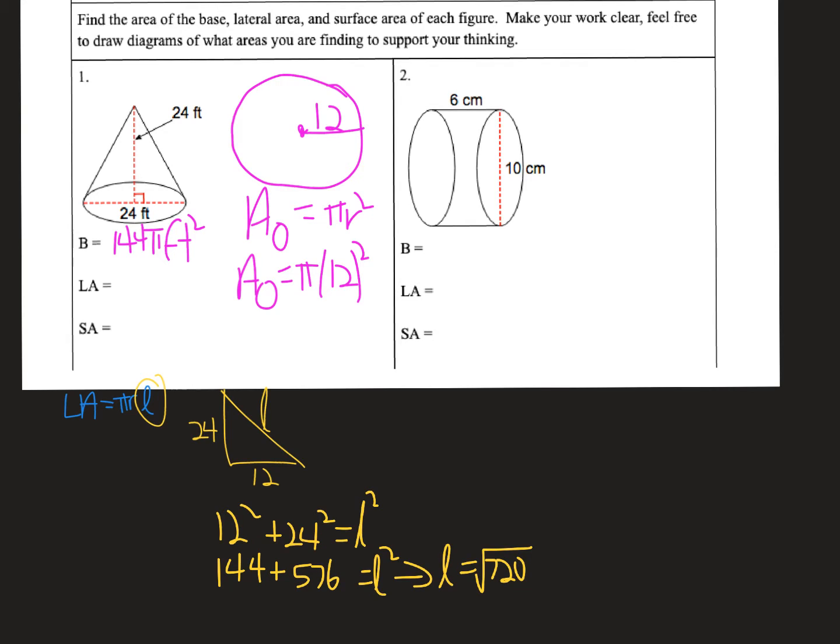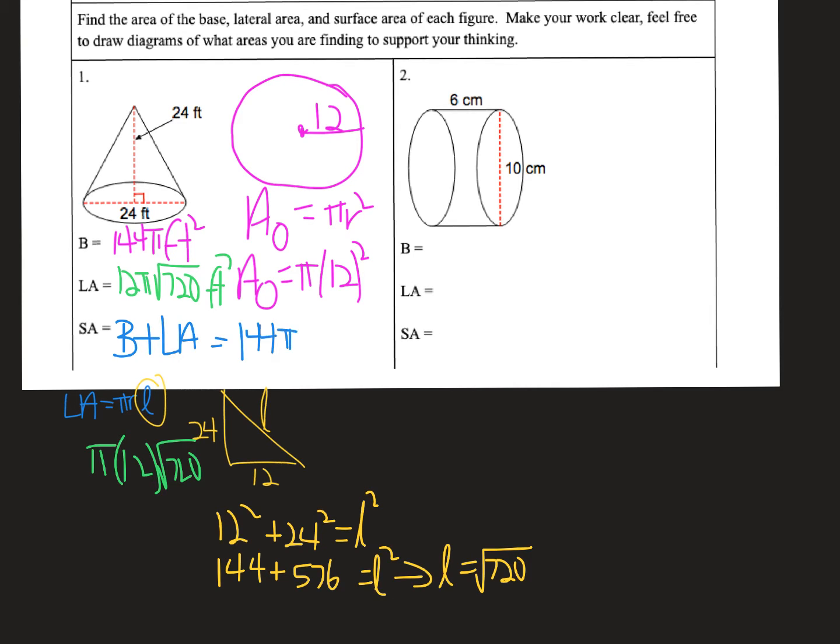And that means that the lateral area is pi times the radius times the square root of 720. Square root of 720 is not a nice number, so I'm just going to leave it like that. 12 pi square root 720. Let's hope on the quiz that number is nicer. The surface area is the base plus the lateral area. So it's 144 pi plus this 12 pi square root 720. I could approximate this with a decimal if I wanted to. That's still in square feet. But that gets me all the work that I need. Hopefully that's clear to you.